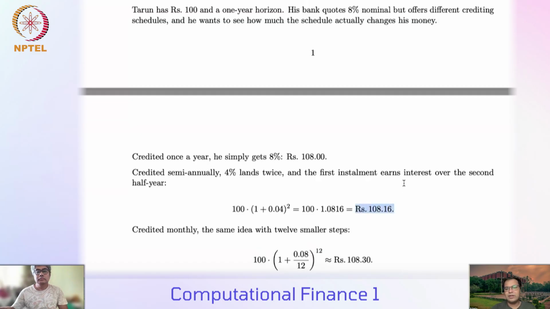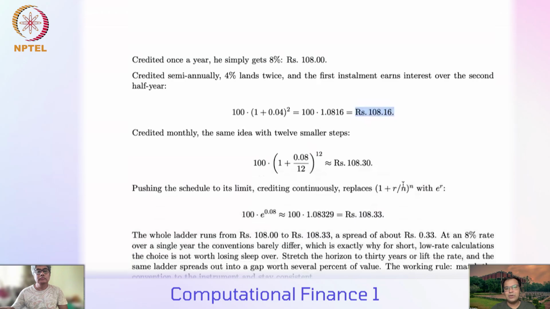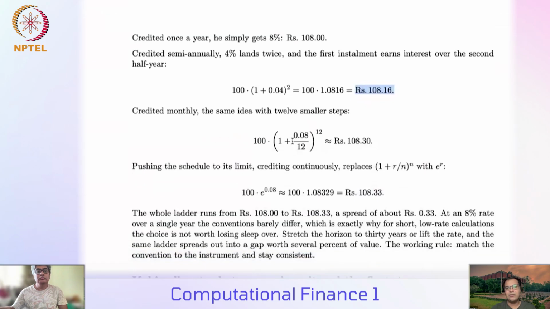And if you have this crediting monthly, you have the same idea, but now instead of 1.04, at the end of the first month you're going to get 100 times 1 plus 0.08 by 12, because it's now divided across 12 months. Then you get interest on that in the second month, which accumulates to add to your amount, and then again in the third month, and so on, right?